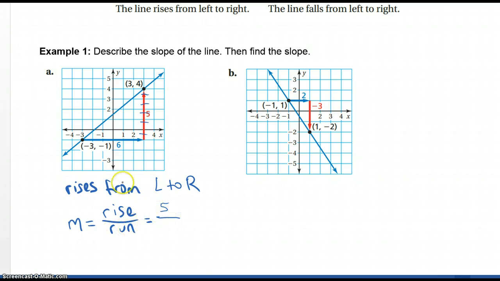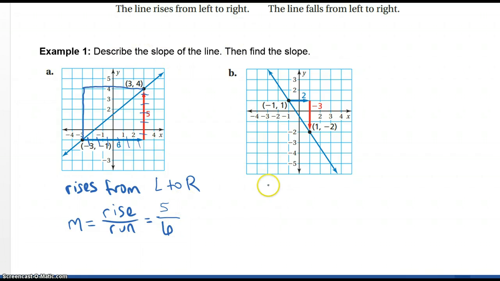Over the run value, that's the change going this way. So again, count the squares in between. 1, 2, 3, 4, 5, 6. So that's where they got this number 6. Okay, and they happen to make this triangle on the underneath side of the line. You could have easily made it up here as well. But you have to compare a right triangle. So again, the rise difference here is the same as it is over here. 1, 2, 3, 4, 5. The run is here. 1, 2, 3, 4, 5, 6 squares. So that rises from left to right, so it's a positive 5 over 6.